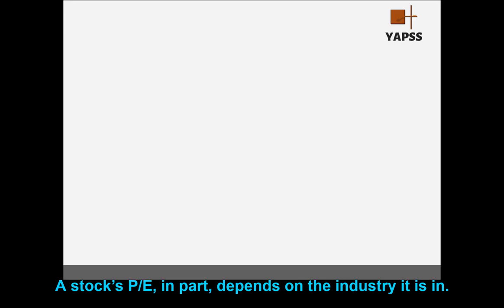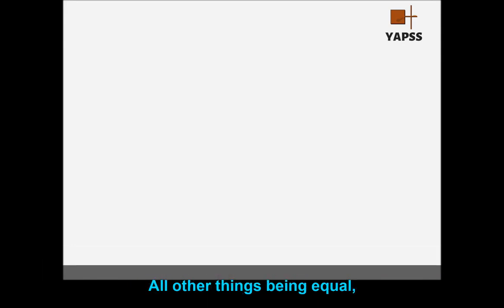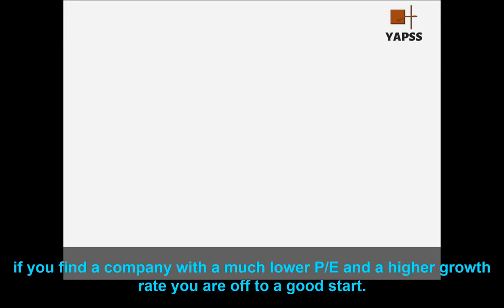A stock's PE, in part, depends on the industry that it's in. When you look at a growth company, compare the company's growth rate and its own PE to that of the industry. All other things being equal, if you find a company with a much lower PE and a higher growth rate, you're off to a good start.